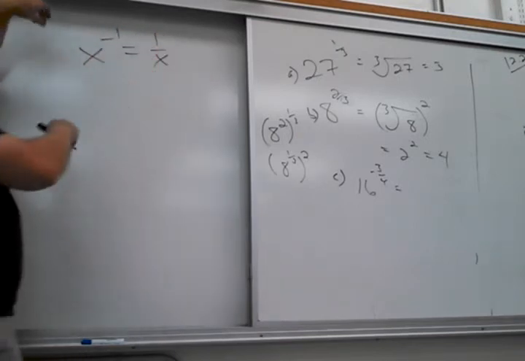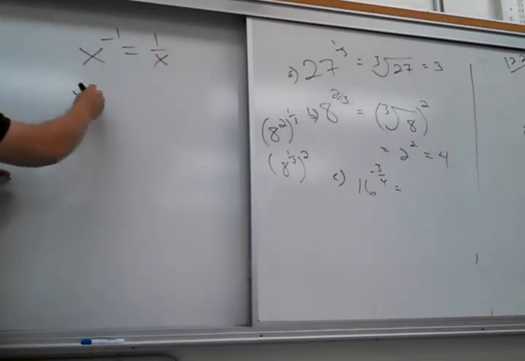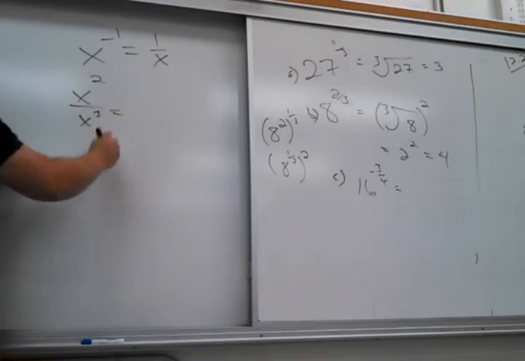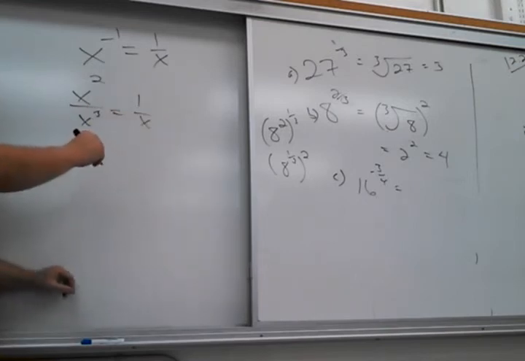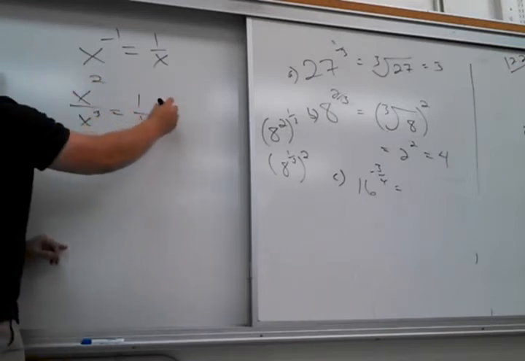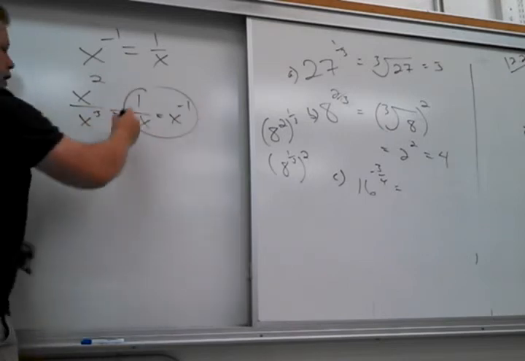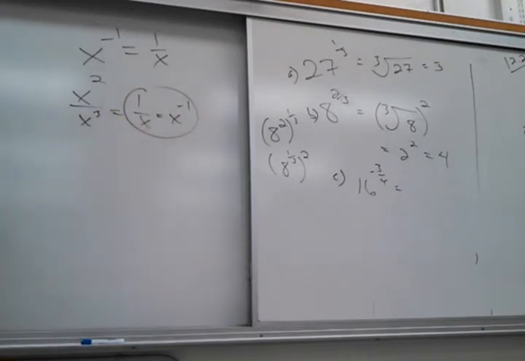And again, the reason it means flip is because that would reduce to 1 over x, right? And 2 minus 3 is negative 1. So those must be equal to each other because they both came from the same place. So a negative power just means flip.